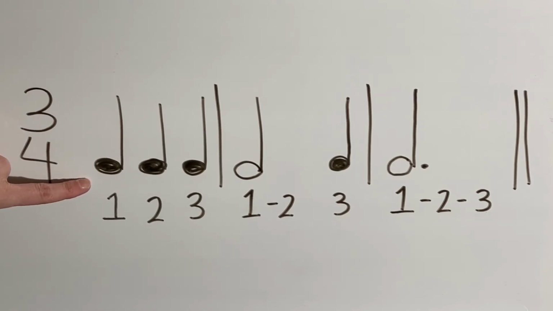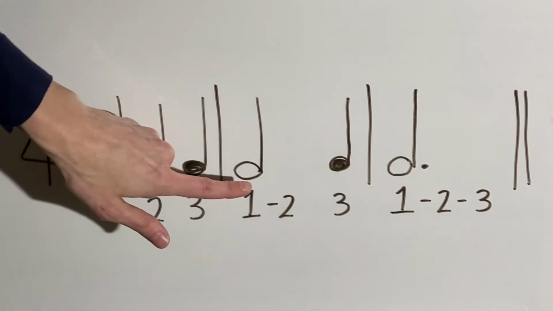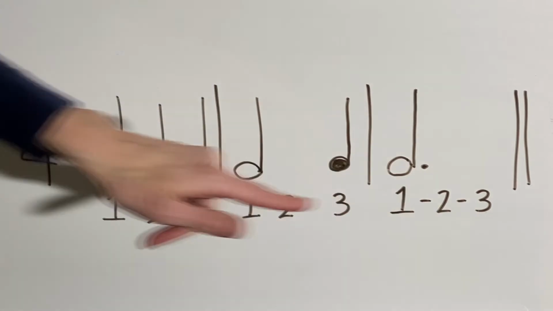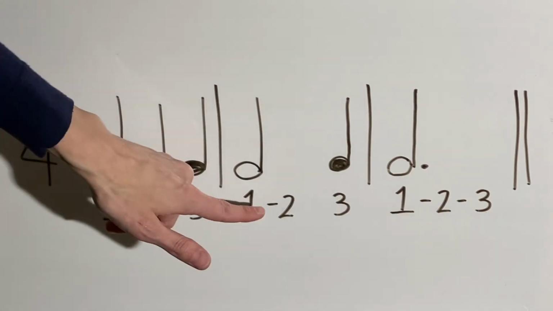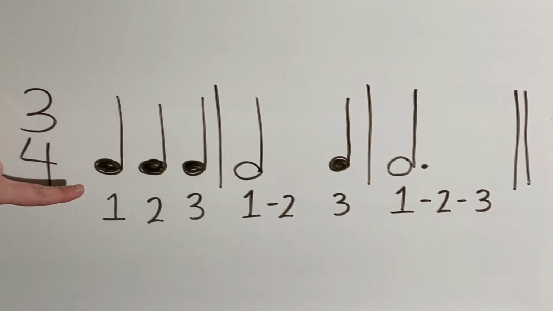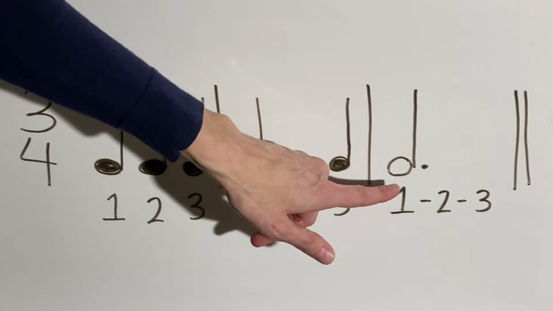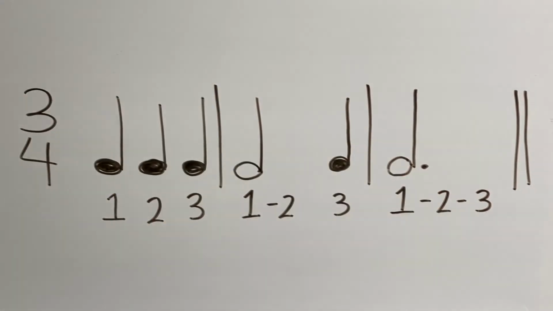So we're going to say 1, ready, go. 1, 2, 3, 1, 2, 3, 1, 2, 3. Good job. I see the dashes. I know I have to hold it. So let's try it again. 1, ready, go. 1, 2, 3, 1, 2, 3, 1, 2, 3.